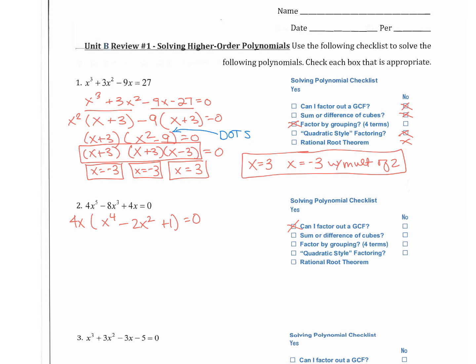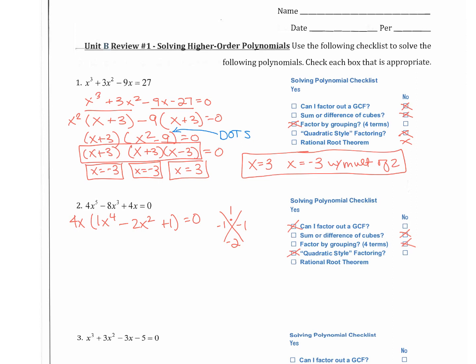So now is this the sum or difference of 2 cubes? No. Is it grouping? Well, no, because there's not 4 terms. Is it quadratic style? It is quadratic style because I noticed that I have an x to the 4th in my parentheses, an x squared in my parentheses, and a constant in my parentheses. So I'm going to use my diamond method to factor that. My a is 1, the coefficient in front of my x to the 4th. So 1 times 1 is 1, and my b is negative 2. So I'm thinking of 2 numbers that multiply to 1 while adding to negative 2. I hope you're also thinking of negative 1 and negative 1.